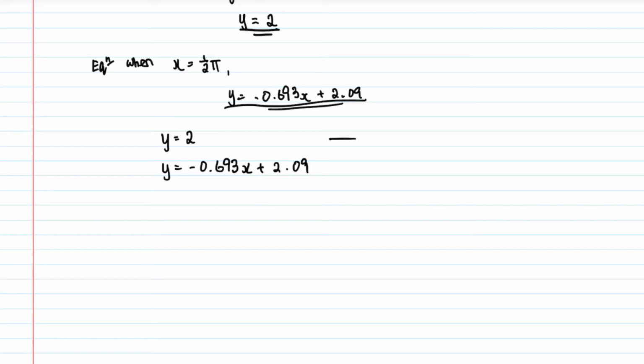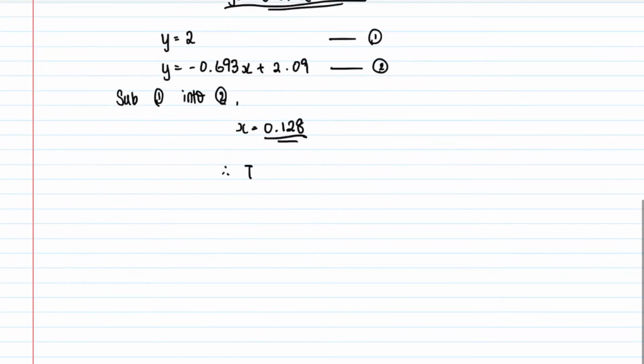So likewise, like normal simultaneous equations, you've got equation 1, equation 2, your y equals to 2 and y equals to negative 0.693x plus 2.09. So all you have to do now is just sub 1 into 2. And you will find that the answer you will get is x equals to 0.128. So therefore, the tangents will meet at this point because they are asking you where the tangents meet. Since you already know that one of your values is going to be 2, the other value is going to be x equals to 0.128. So the tangents meet at (0.128, 2).